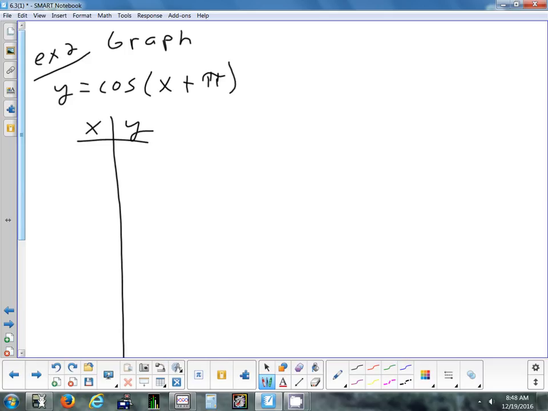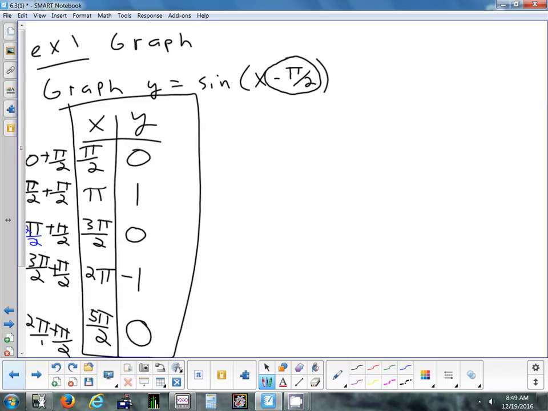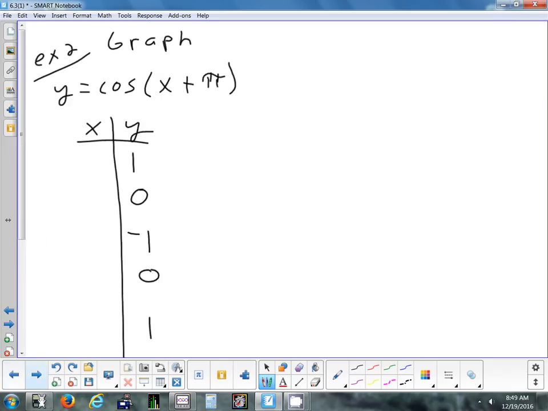The y values? 0, 1, -1. So those are the right numbers, but we don't start with 0 for cosine. Oh, 1, 0, -1, 0, 1. Yep. So we just got to be careful, because if you accidentally copy the wrong column, which I've done before, you could be graphing sine of x plus pi and not cosine of x plus pi. So make sure we get the right y values.